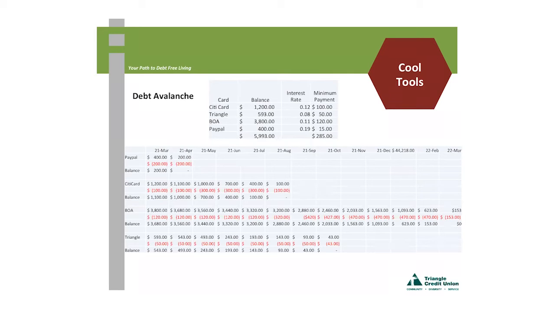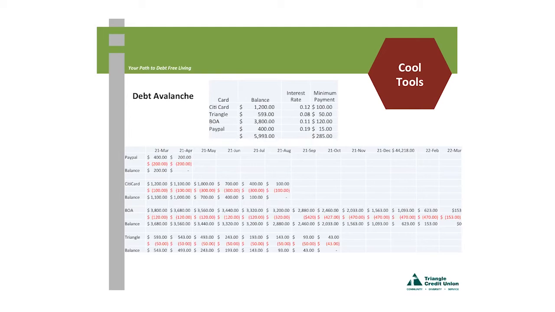My second debt is CitiCard. That had a $1,200 balance and it was 12% interest. So I'm going to just hammer away at my CitiCard debt. I'm going to take the $200 that I was paying towards PayPal, and now I'm throwing it at CitiCard. Then, based on my example here, I pay that off in August of 2021.